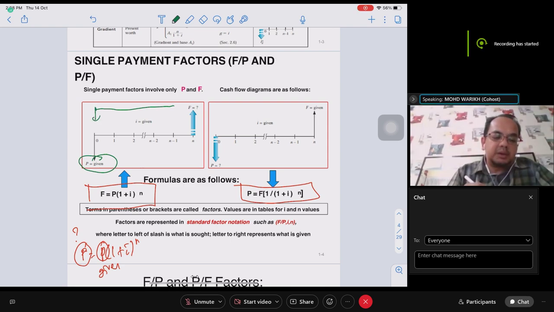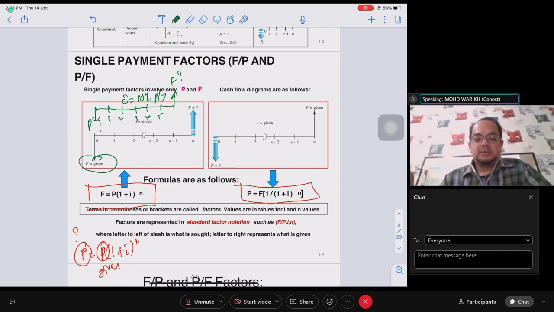Okay, the P and the F. What is the number of N? Right. 4, 5, N. So it's the I. Number 10%. Okay, something like that. Right. So the second one is to find P. F is given. P is what? The same cash flow diagram.